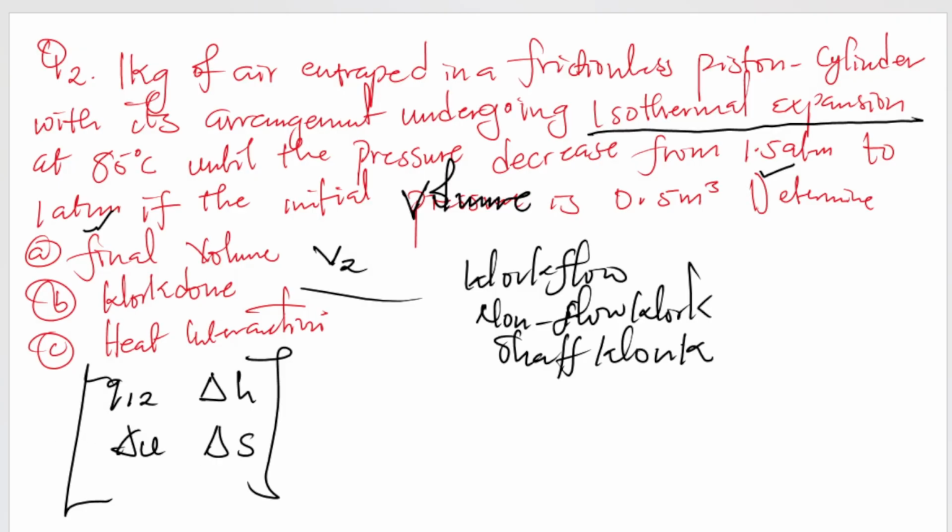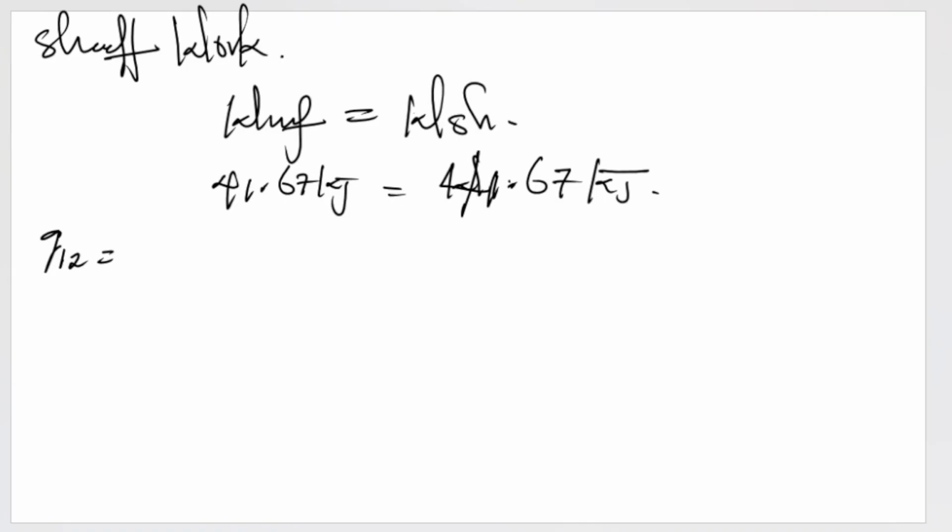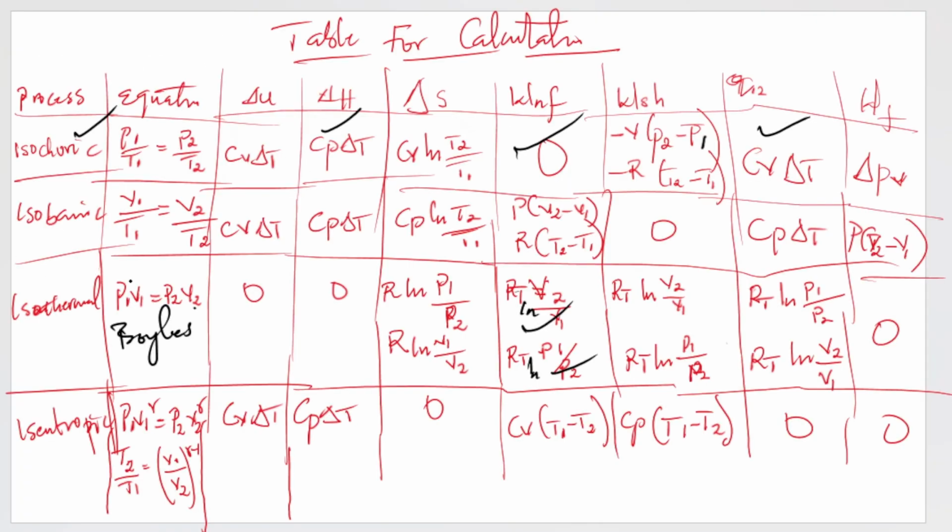Now let's calculate the Q12 of the system. What you do is you go back to your simplified table, you check the equation for Q12. And what's Q12? Q12 has the same equation as your non-flow work. You can see that this is RT ln P1 over P2. This is RT ln P1 over P2.